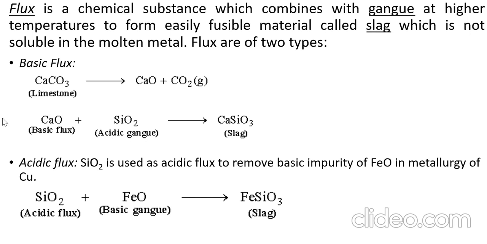So there are two types of flux. For example, for iron, the expected impurity is called acidic gangue. So the best flux to add is calcium oxide, and this calcium oxide is gotten from what? Limestone. So you add calcium oxide onto the molten iron, and it will combine with the impurity in there to form what? Slag. So basically, slag is used to remove impurity.